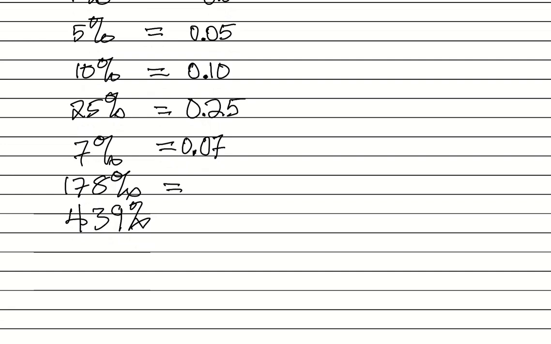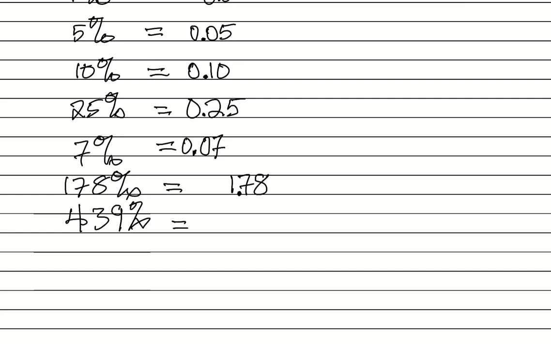Now, what about this one here? 178%: you write this down, and then you remove the percent sign, then you move 2 places to the left, right there. There's nothing to get confused about. So it's 1.78.